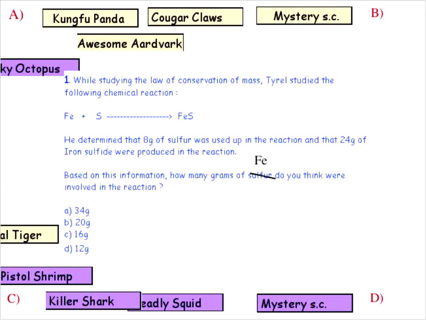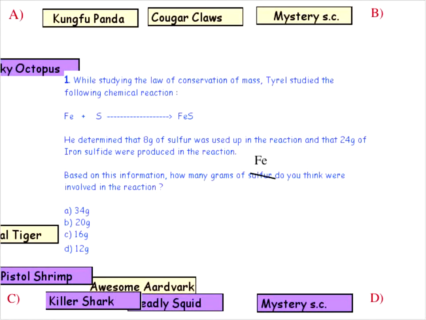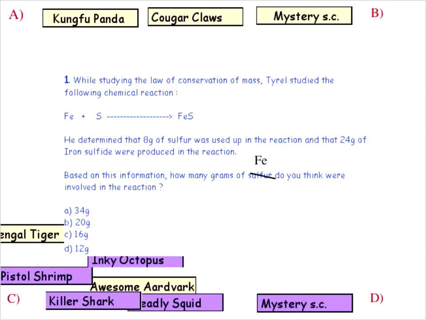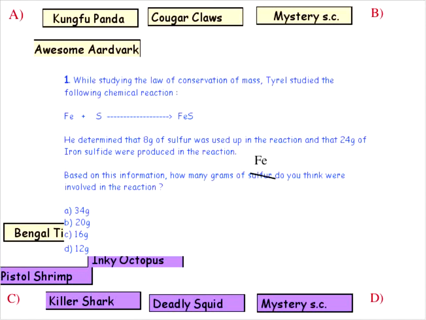Okay, and Awesome Aardvark has moved over to C, moved over to A. Okay, the actual answer is C. So let's see who won that one. Oh, Awesome Aardvark moved back again. Oh, this is not fair here. Okay, so let's see. Bengal Tiger, Pistol Shrimp, Deadly Squid. Okay, Deadly Squid is a land creature. Hey, Awesome Aardvark, sorry, you moved after the bell. So it looks like it's 1-0 for the sea creatures.